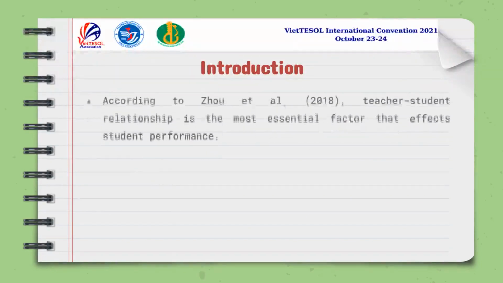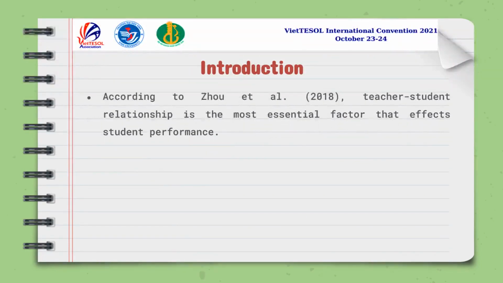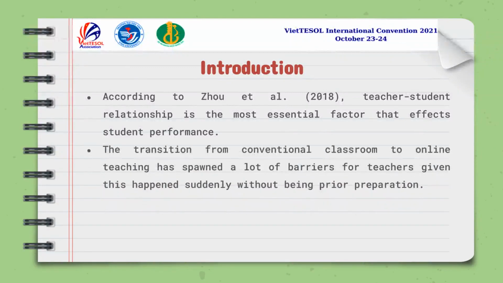In our study, Joe and his partner found that teacher-student relationship is the most essential factor that affects student performance. That means technology is playing an increasing role. However, effective communication between teachers and students is still indispensable, and that is considered a critical link for the students' learning process. In dealing with the COVID-19 pandemic, most schools, universities, or other educational organizations have been closed.